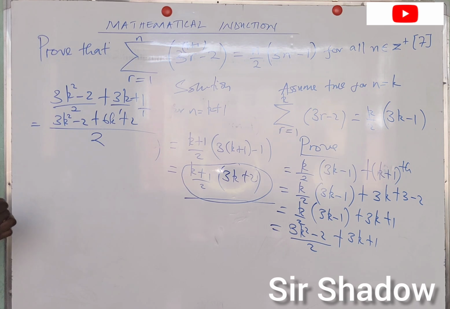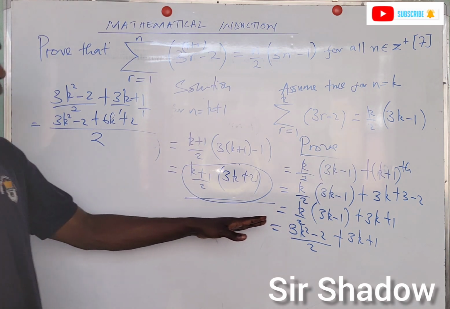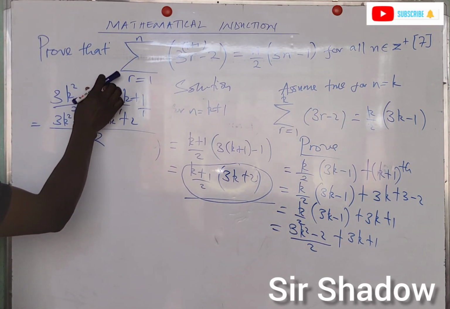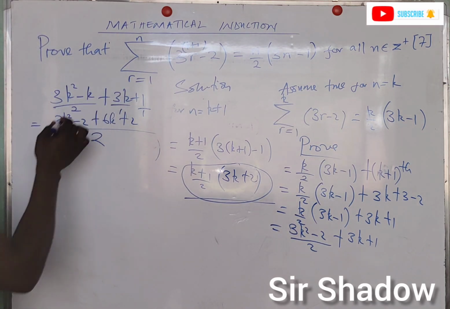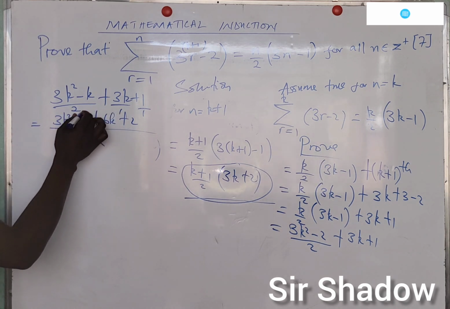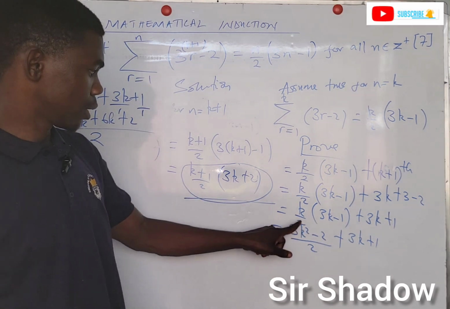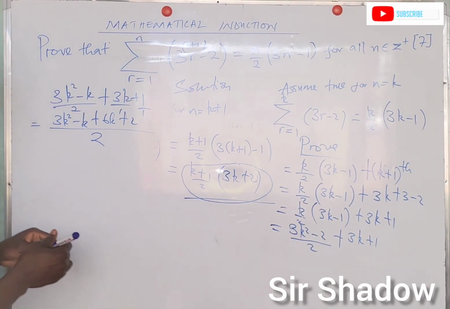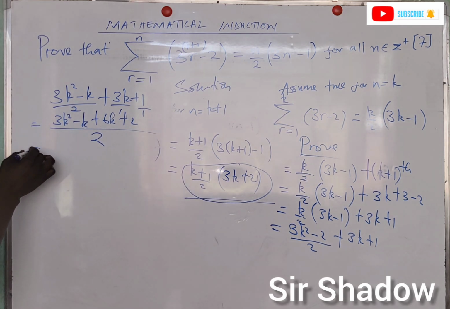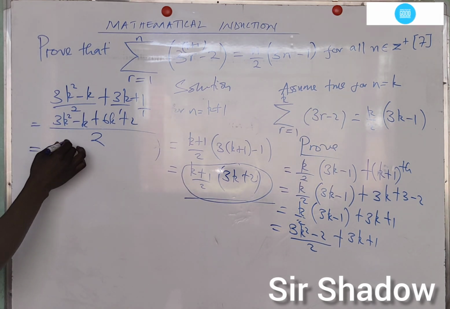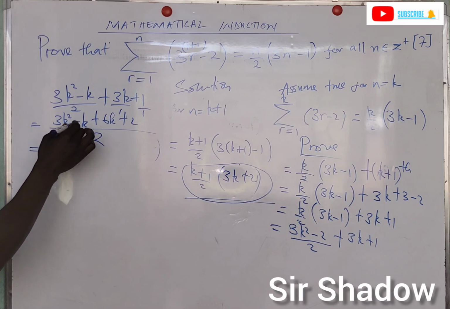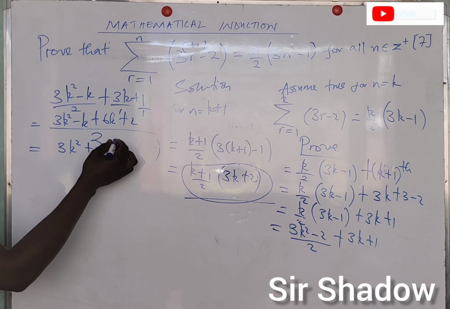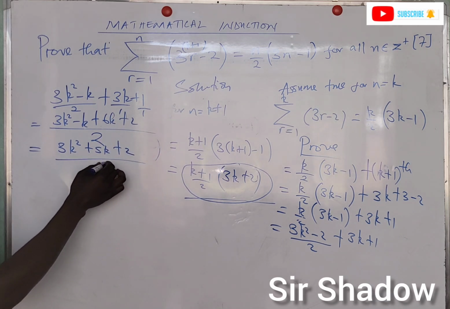So we have this one, this one is k. From this, k multiplied by 3k is 3k squared, and 3 times k times 1 is minus 1k. From this concept, we have 3k squared minus k plus 6k. We have plus 5k plus, then we are left with the 2 here, all over 2.